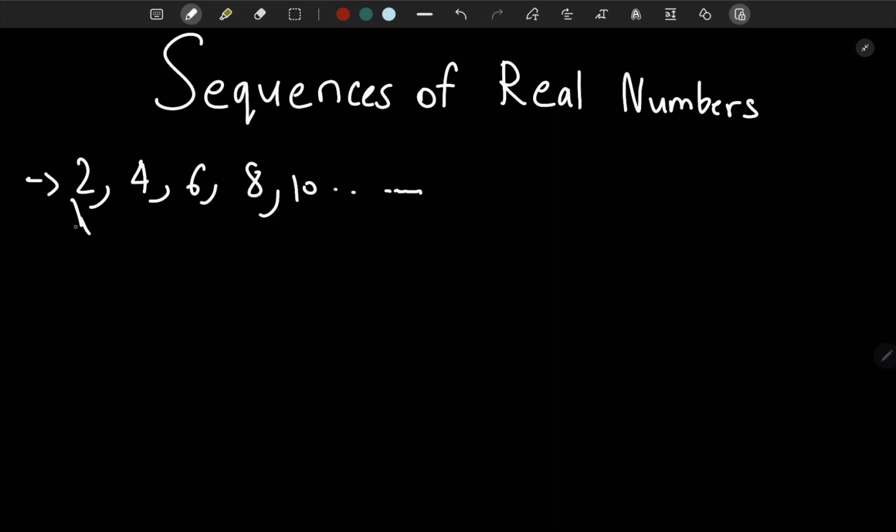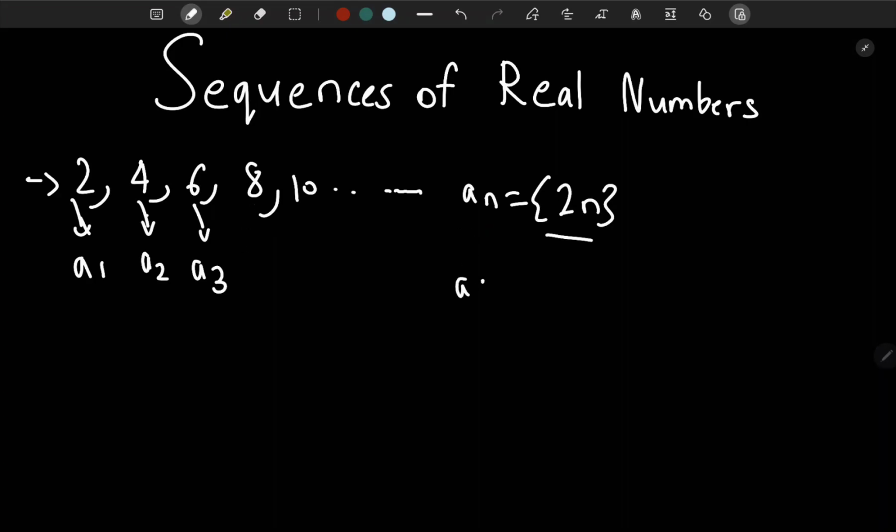Now we can call the first term a of 1, second term as a of 2, third term as a of 3, and so on. And we have a general formula for any nth term of the sequence, a of n, which is equal to 2 multiplied by n. And this is the value of that nth term. And if we try to find a of 4 here using the formula, a of 4 will be equal to 2 multiplied by 4, where 4 is the n here. This is equal to 8, and there we go.